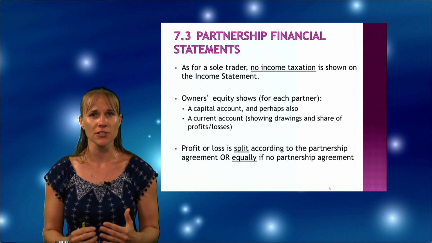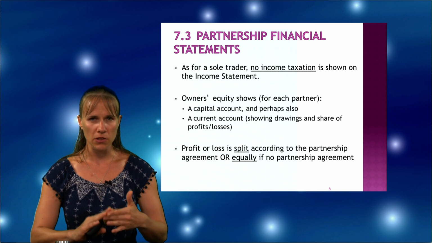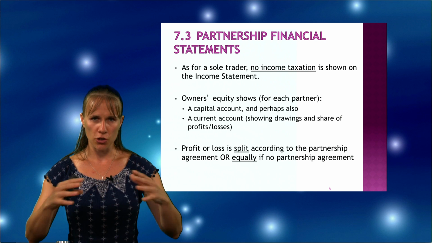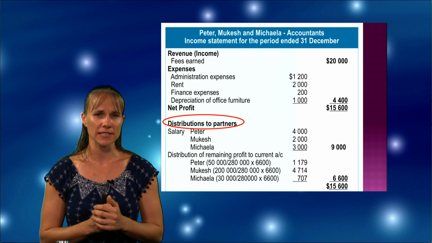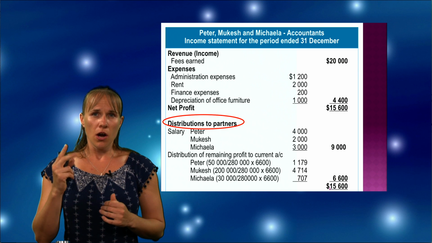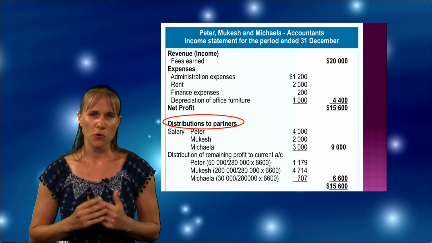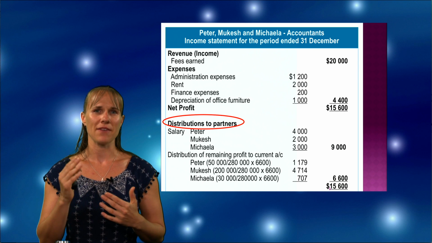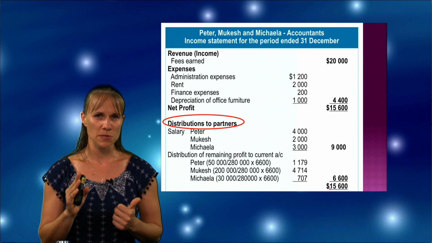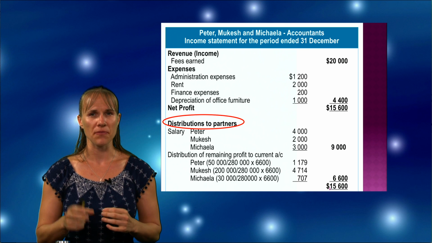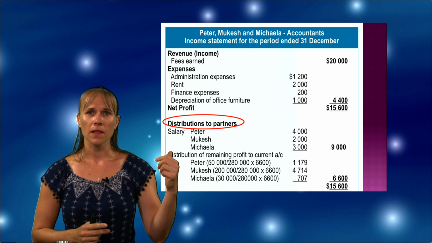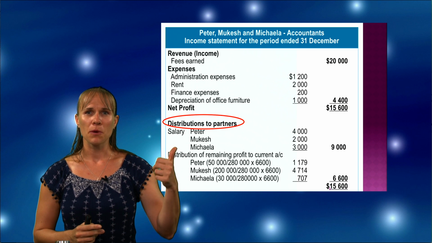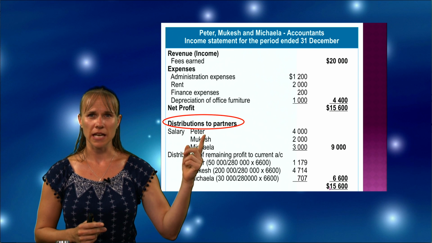Or if there is no partnership agreement, then that profit or that loss is going to be split equally across our partners. So looking at our income statement now, still taking a really similar form to a sole trader. So we have our revenues minus our expenses, gives us net profit. But then you can see the extra section down the bottom there, okay, just here, where we have our distribution to partners.